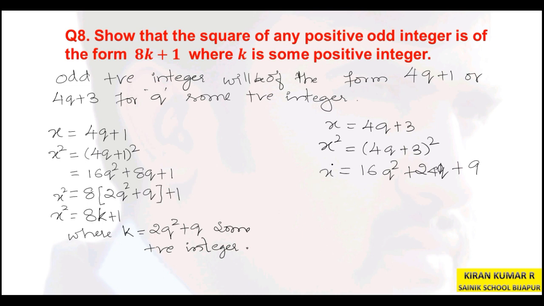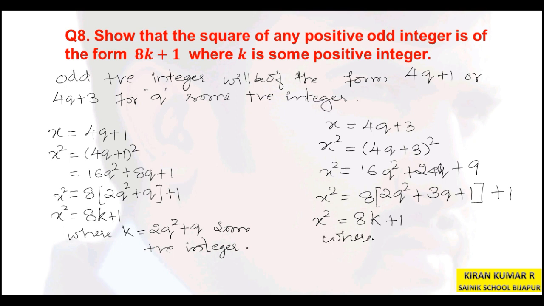Further, I will take 8 common and write this as 2q square plus 3q plus 1 plus 1. So x square is equal to 8k plus 1, where k is equal to 2q square plus 3q plus 1 for some positive integer.